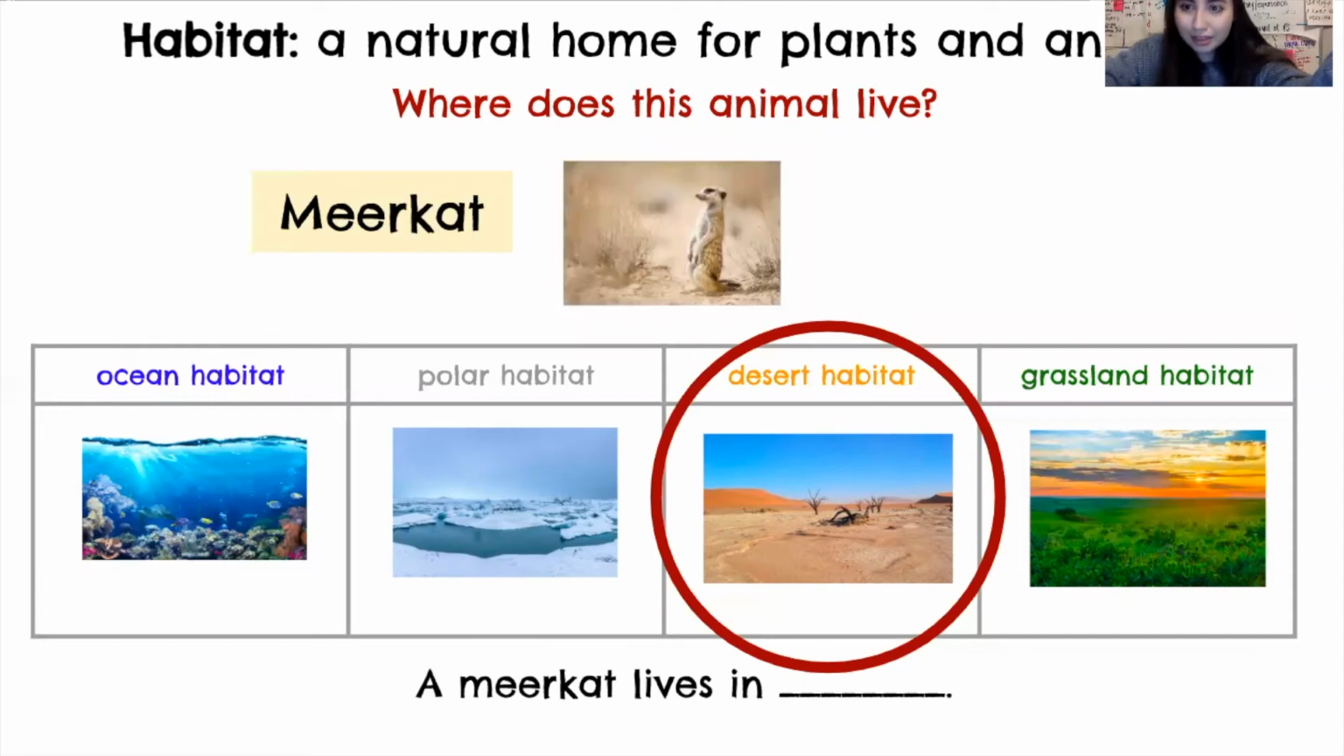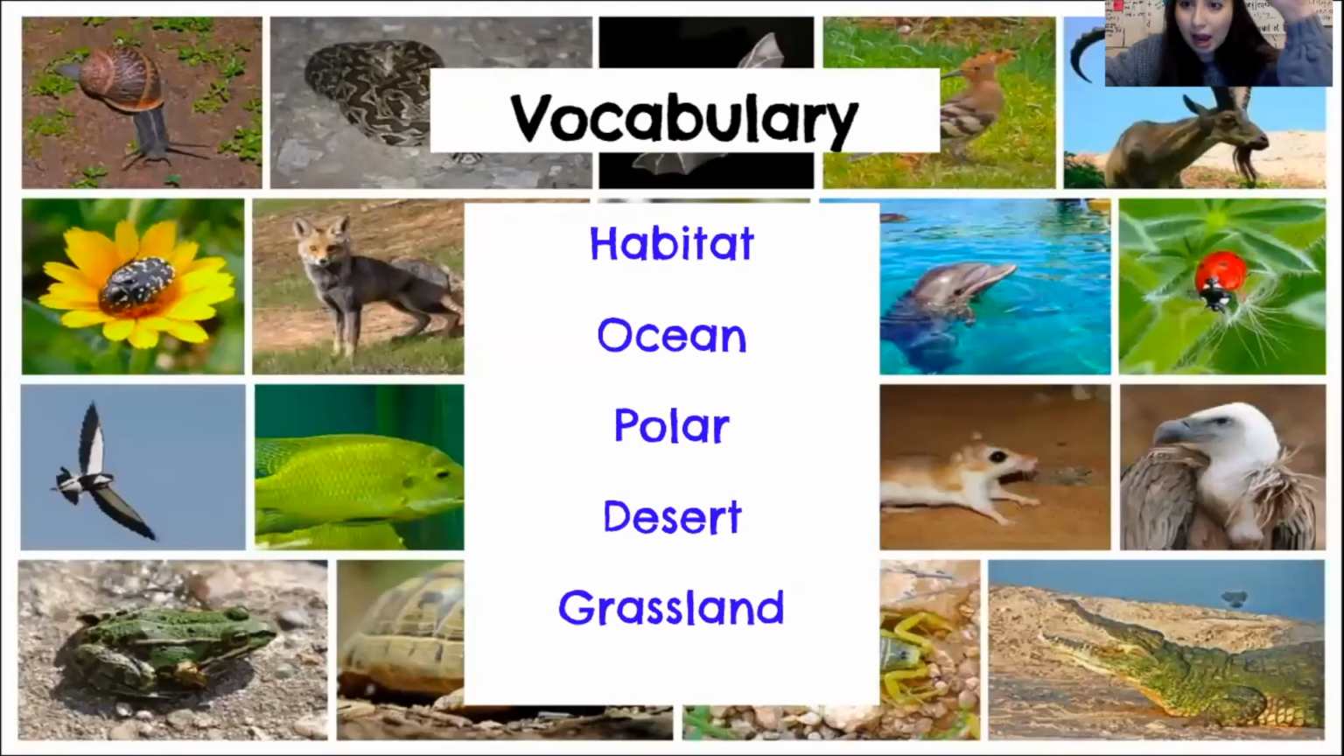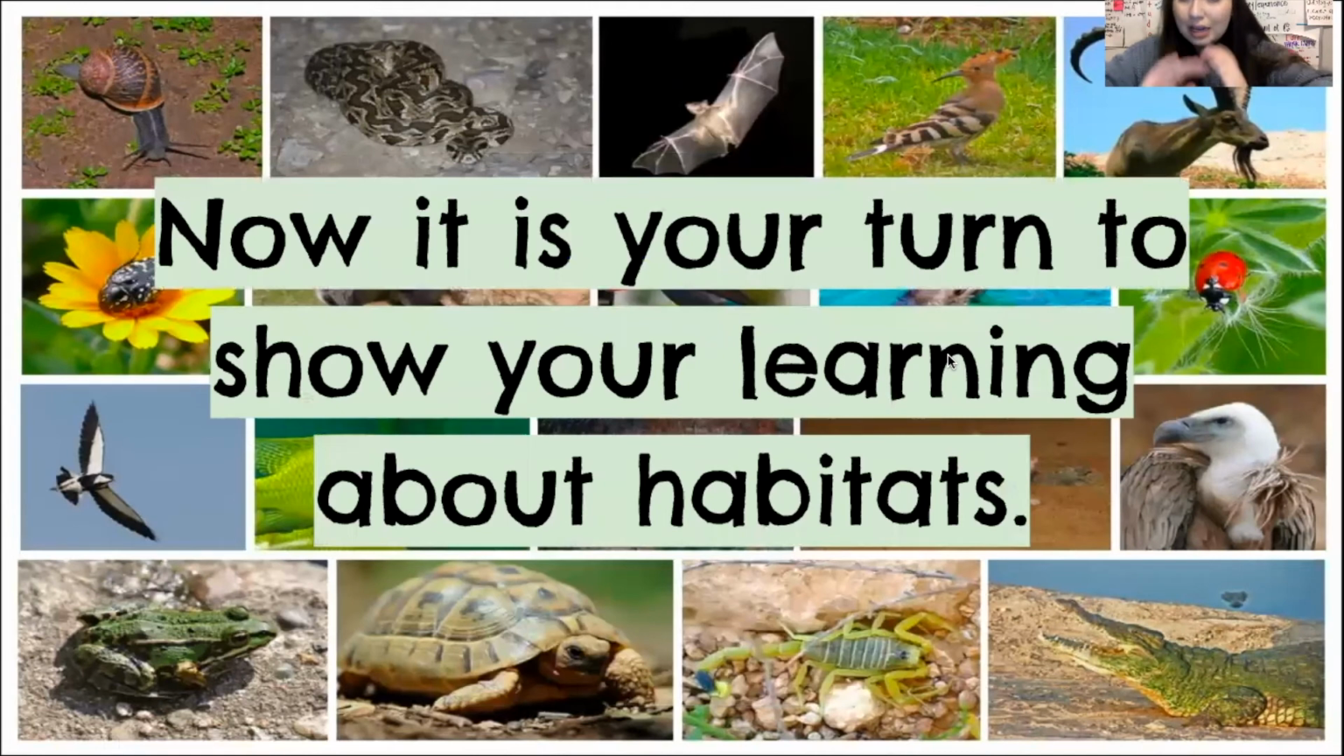But what we're going to do next is learn how to use our vocabulary to make a model of a habitat. So what we did today is we learned that a habitat is a very natural and special place where animals live. And we learned about the ocean habitat and the polar habitat and the desert habitat and the grassland habitat. But now it's your turn to show your learning about habitats today.